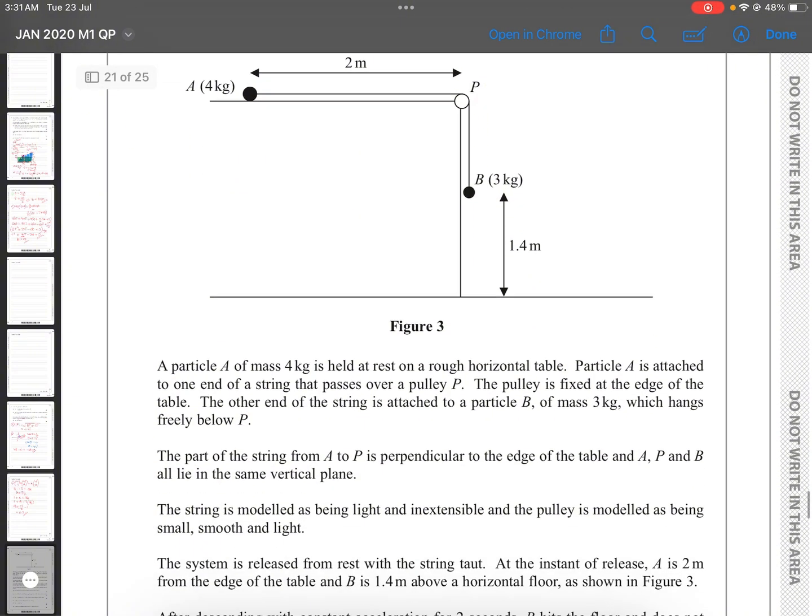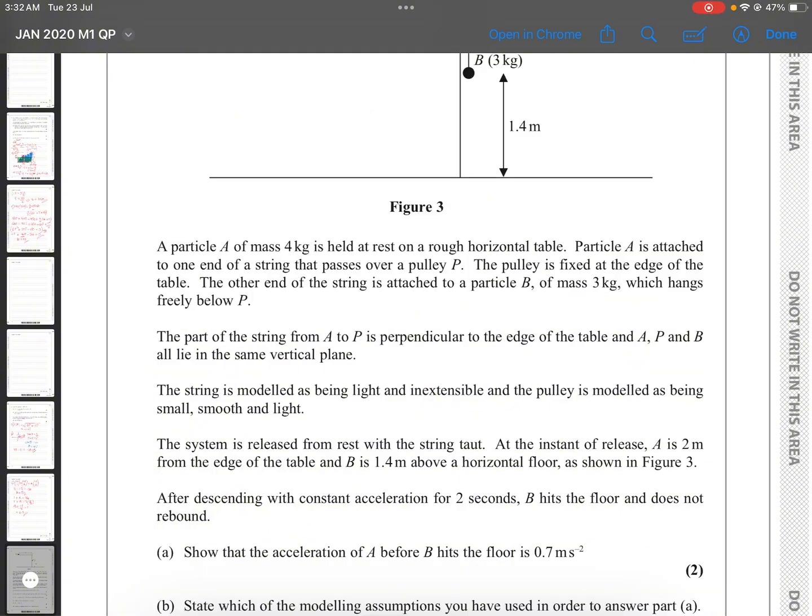Question 7 states that a particle A of mass 4 kg is held at rest on a rough horizontal table. Particle A is attached to one end of a string that passes over a pulley P. The pulley is fixed at the edge of the table. The other end of the string is attached to a particle B of mass 3 kg, which hangs freely below P. The part of the string from A to P is perpendicular to the edge of the table, and A, P, and B all lie in the same vertical plane. The string is modeled as being light and inextensible, and the pulley is modeled as being small, smooth, and light.